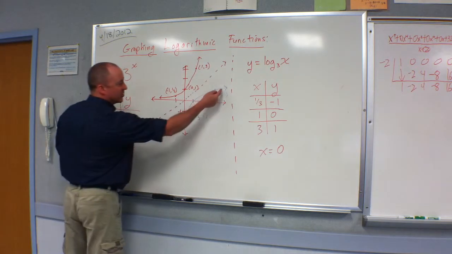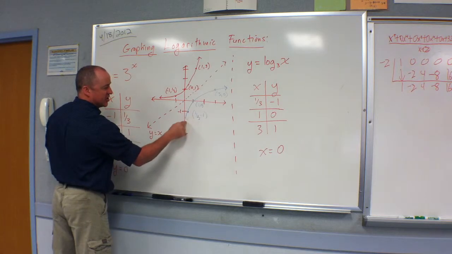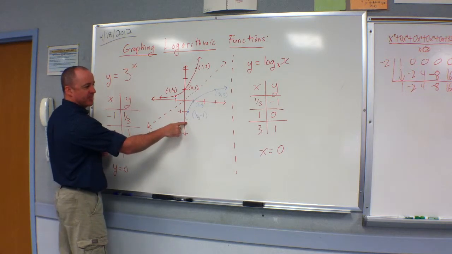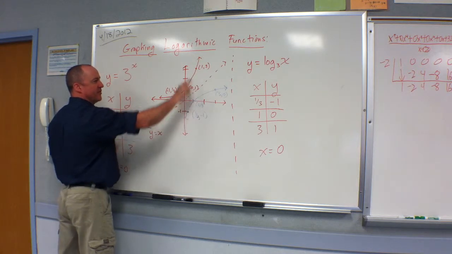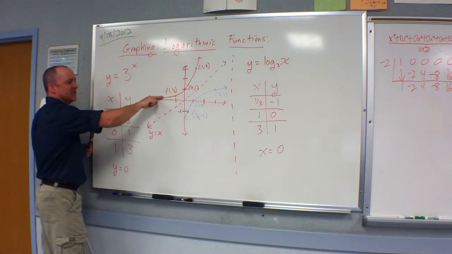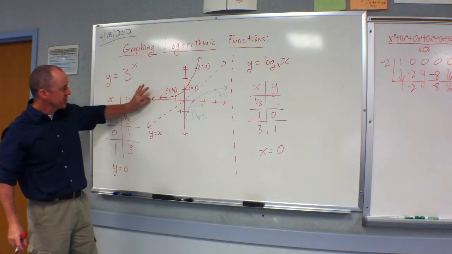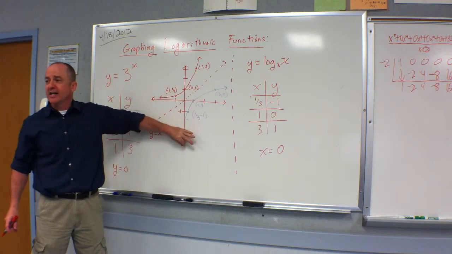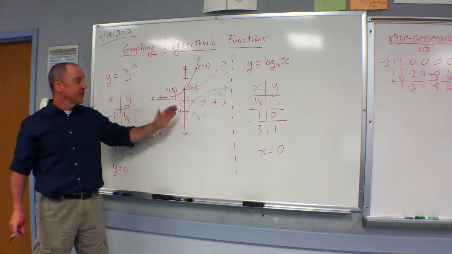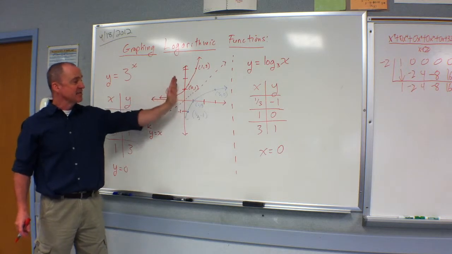You see how my logarithmic graph, if I go from right to left, looks like it's getting closer to the y-axis? That's because the y-axis is doing the same thing on the logarithm graph that the x-axis does for the exponential graph. This keeps getting closer and closer and closer to 0. This keeps getting closer and closer and closer to the y-axis. Everything switches the x's and y's. The points, the coordinates, the asymptote, everything.